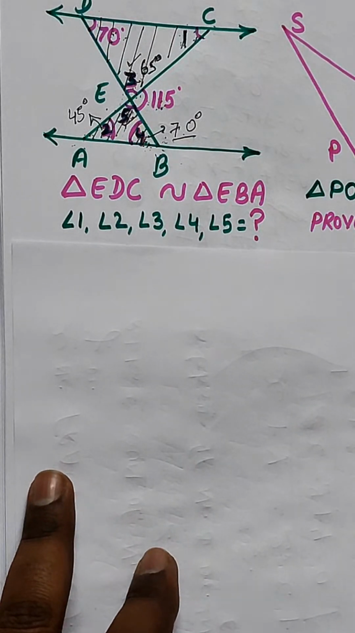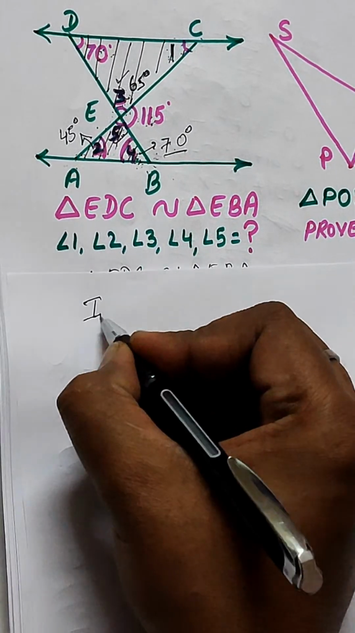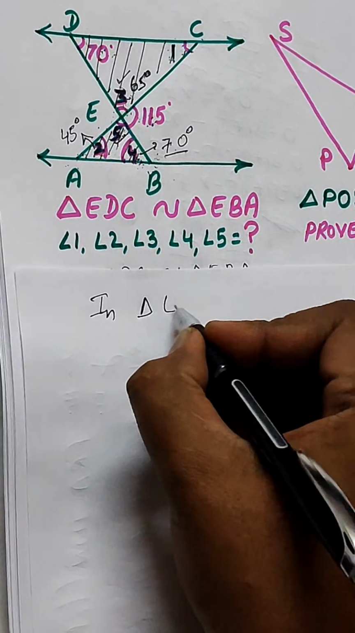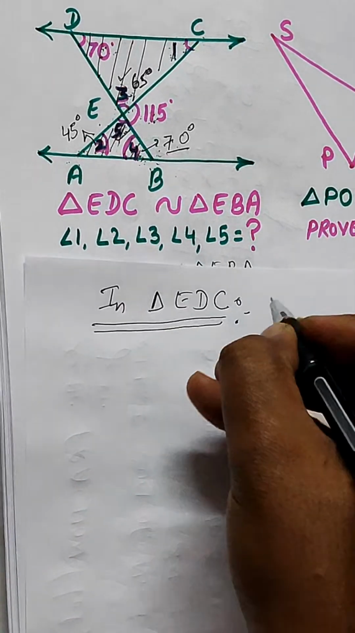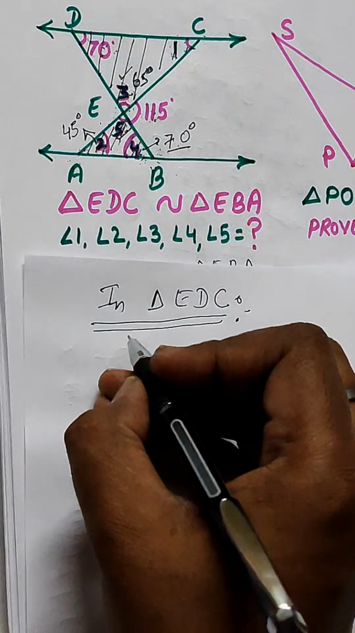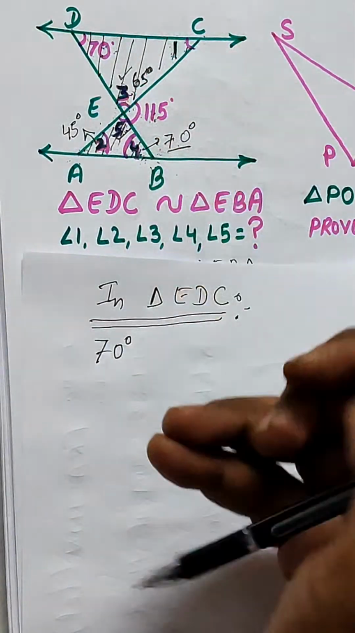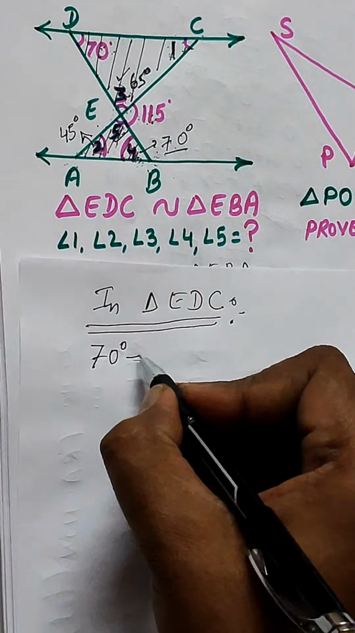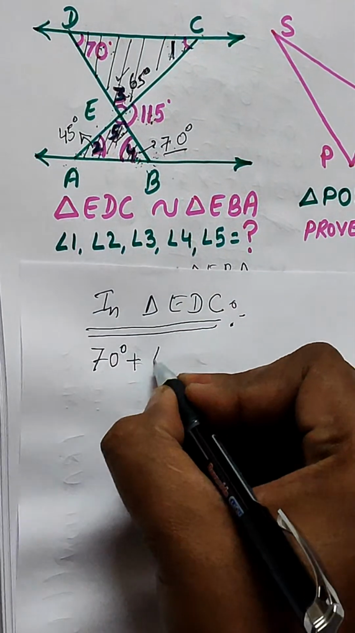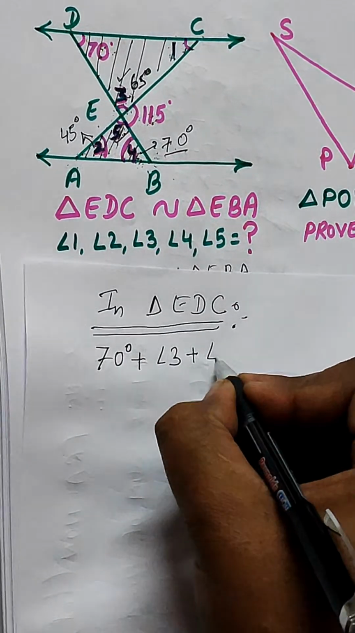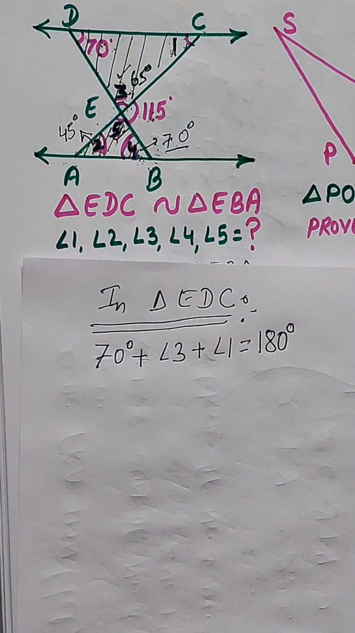let me write it over here. So in triangle EDC, sum of these angles, that means 70 degree, this angle, plus angle 3 plus angle 1 is equal to 180 degree, isn't it?